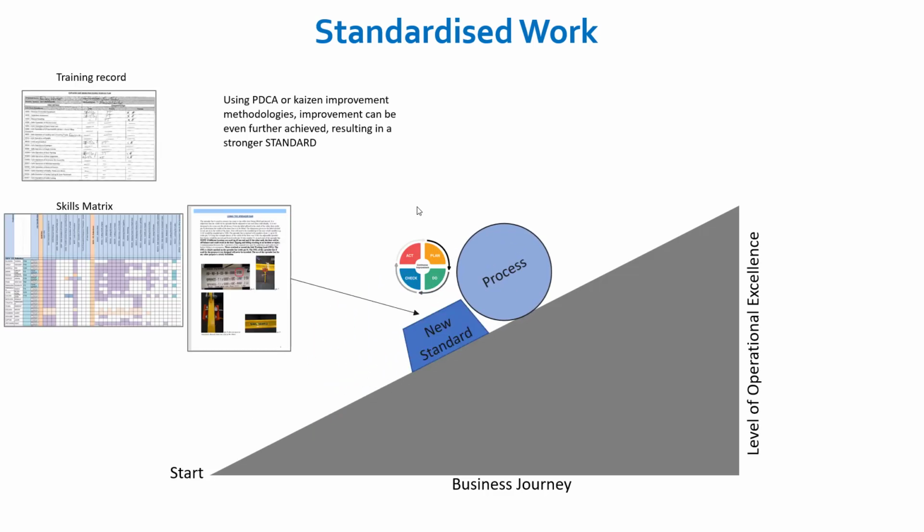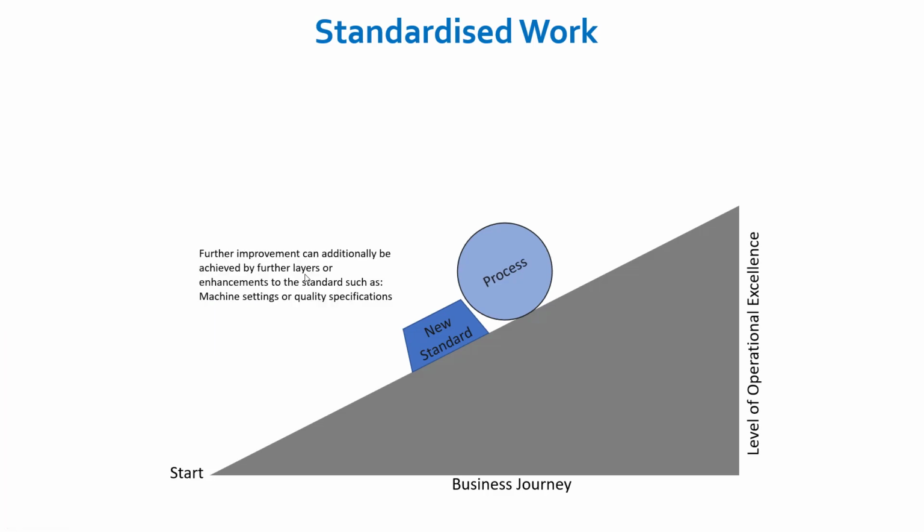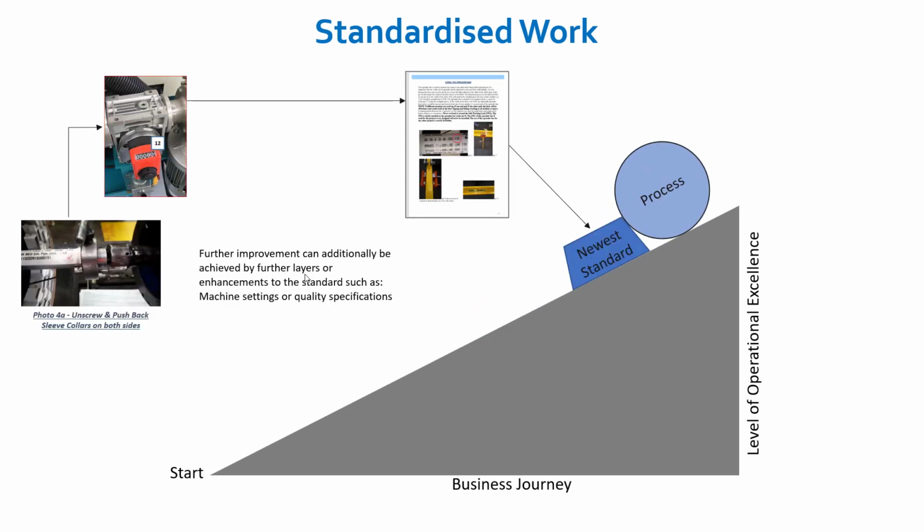And that stronger standard may look like more pictures, a more robust standard, less words, better control, still with the skills matrix and the training record. Now, once again, we can improve upon the standard again, maybe including enhancements such as machine settings or quality specifications. Now we've got a significantly higher level of operational excellence. And this is where we've included quality or machine standards.